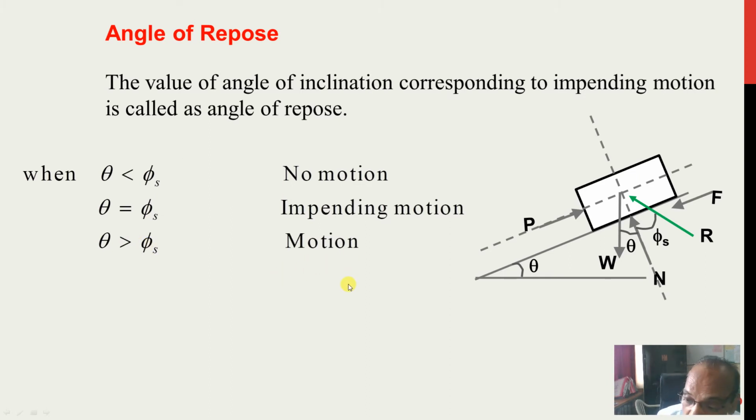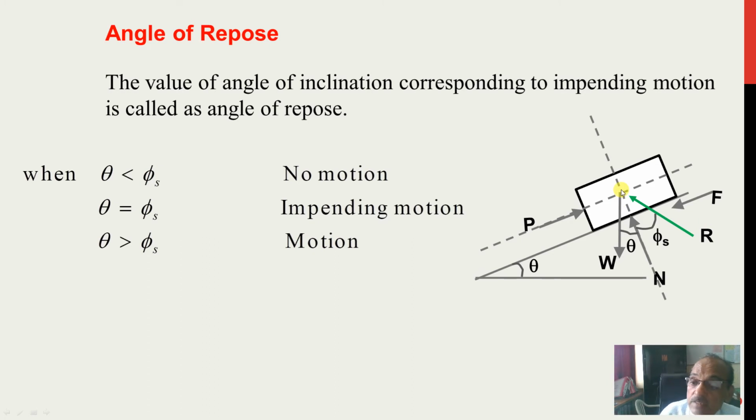Angle of repose, I will explain in simple terms. When you pour a particular matter like food grain on a plane of paper or on top of a table, you will find a heap will be formed by the food grains like this. The angle made by this inclined surface of the food grains with the horizontal is called the angle of repose. And if the actual angle of inclination theta is less than phi, no motion. If theta is equal to phi, impending motion. If theta is greater than phi, then there will be motion.